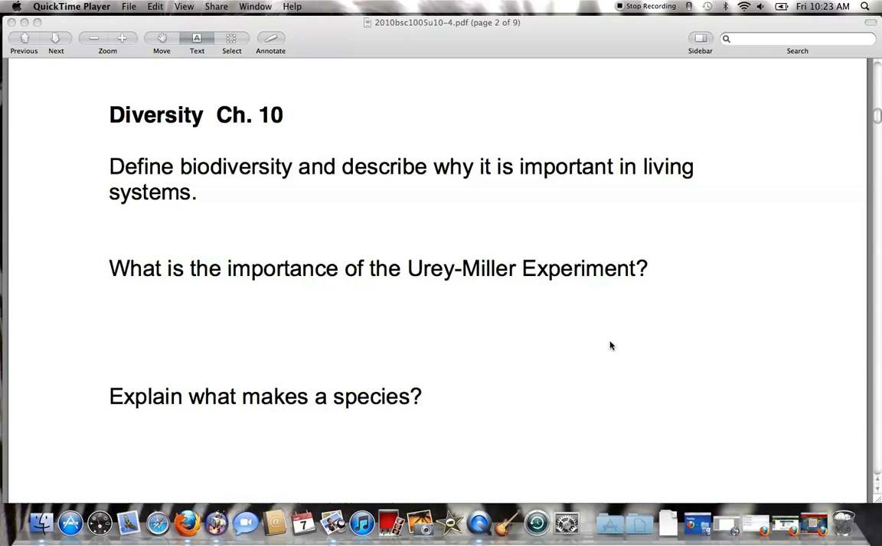We could talk about diversity between one group of organisms and another. We can talk about diversity within one population, one group of people, or one group of cows, or one group of zebras. What are the differences?